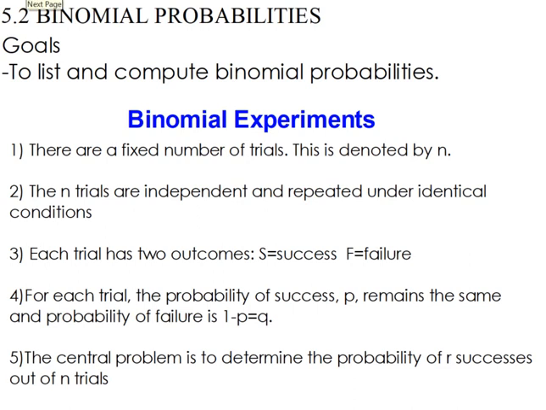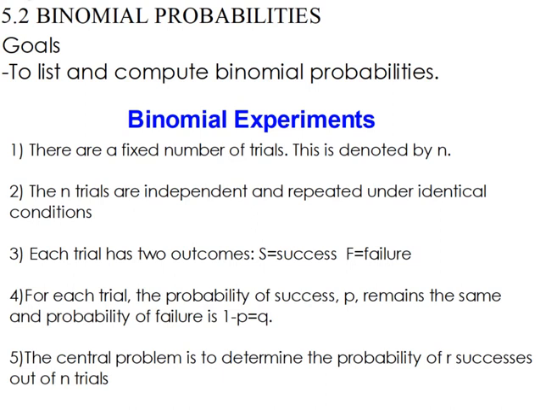Okay, binomial probabilities is the focus of this one. A binomial experiment is an experiment where there is a fixed number of trials that is denoted by the letter n, the lowercase n. So trials might be the number of times I shoot a free throw, say n is equal to 10. The number of trials are independent and repeated under identical conditions. Each trial has two outcomes, success or failure. For each trial, the probability of success P remains the same, and the probability of failure is 1 minus P, which is equal to Q.